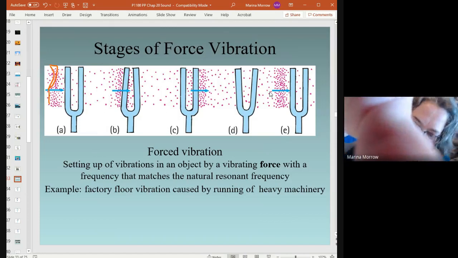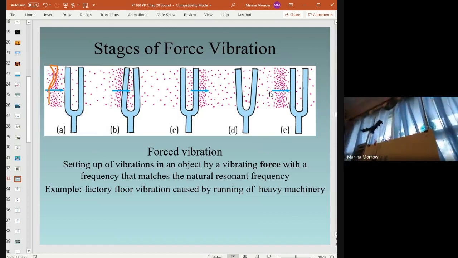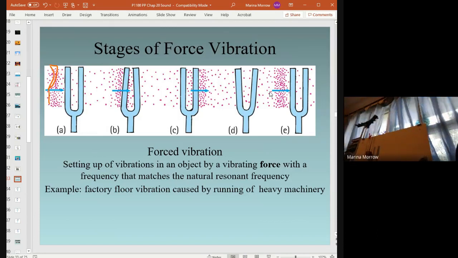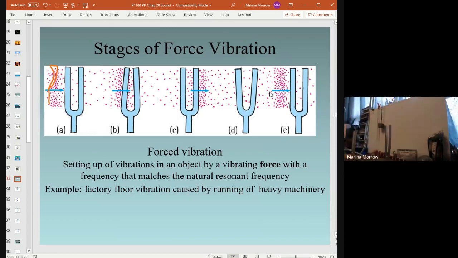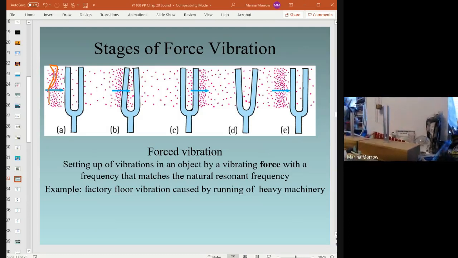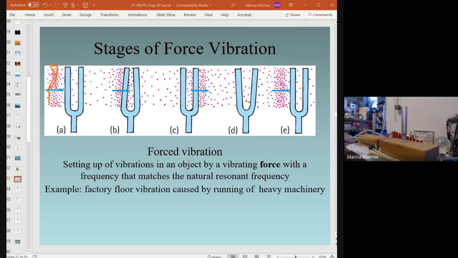Okay, so I've got a couple of tuning forks here that are matched tuning forks. And what I'm going to do is hit this one over on this side and cause the other one to start vibrating also.